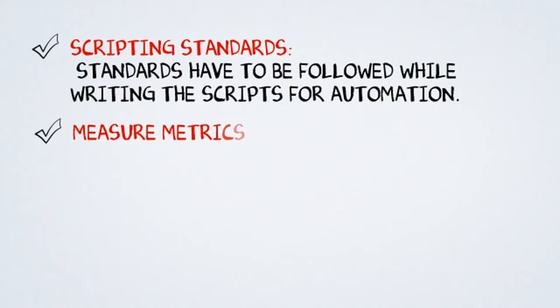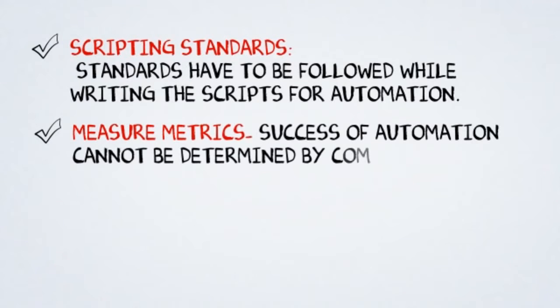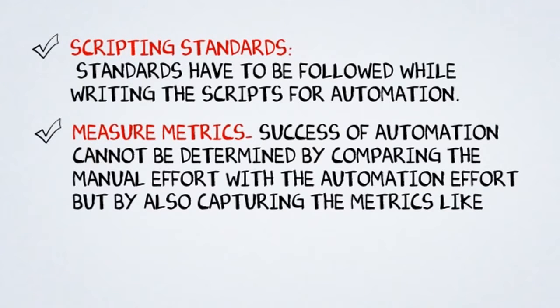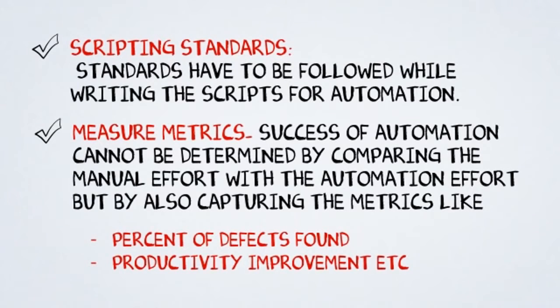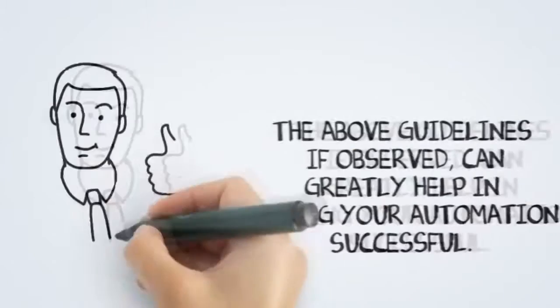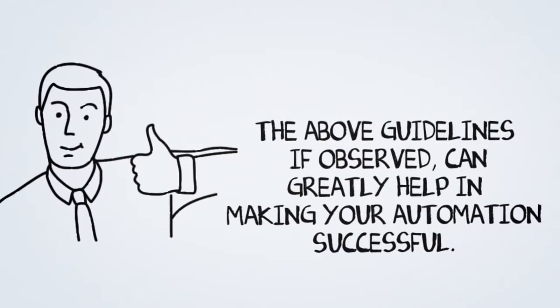Measure metrics. Success of the automation cannot be determined by comparing the manual effort with the automation effort, but by also capturing the metrics like % of defects found and productivity improvement, etc. The above guidelines, if observed, can greatly help in making your automation successful.